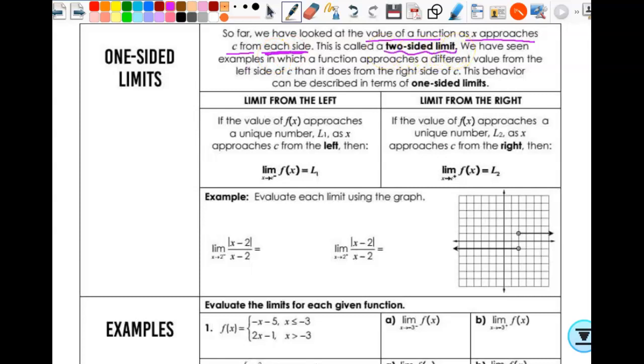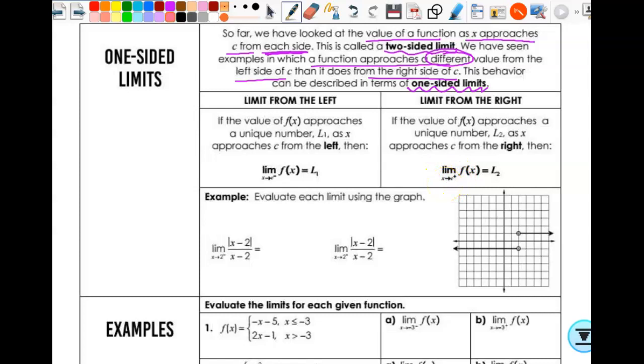We've seen examples in which a function approaches a different value from the left side than from the right side. This behavior can be described as one-sided limits, okay? So the notation is a little bit different so that you know if you are looking for a one-sided or two-sided limit. If you look here, this notation looks very similar to what we did yesterday. The difference is down here where it says x approaches c, there's a little negative sign up in the exponent part, and here there's a positive sign.